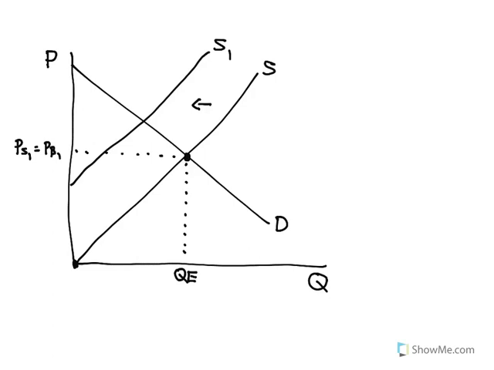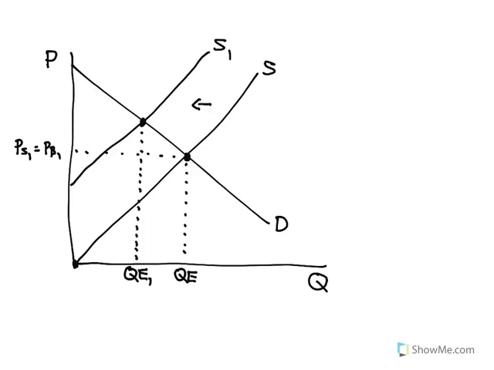And then what we notice here is really interesting because this intersection point, we're going to carry it down and we're going to say this is QE1. So the new quantity exchanged in the market is now QE1. And we notice it's less than QE because sellers are not supplying as much to the market because they have to pay a tax to the government. Their input costs are now higher.